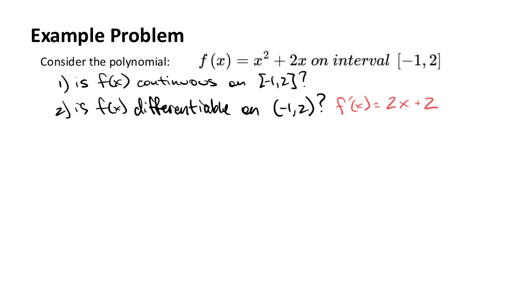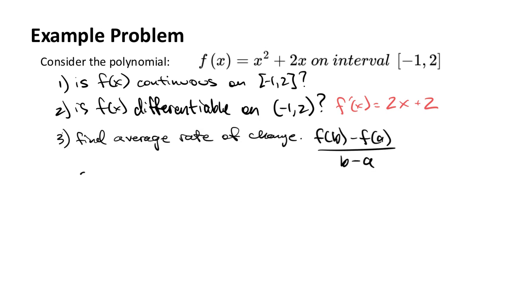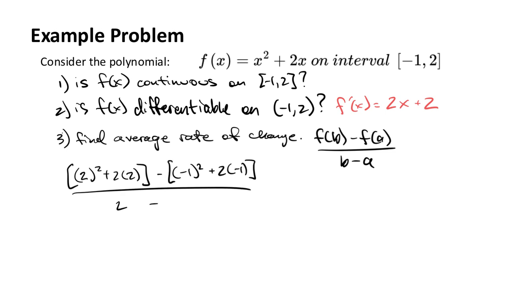So now we look to find the average rate of change. We use our slope formula, f of b minus f of a over b minus a. So that's going to be 2 squared plus 2 times 2, minus negative 1 squared plus 2 times negative 1, all over 2 minus negative 1, which equals 3. This is our average rate of change.